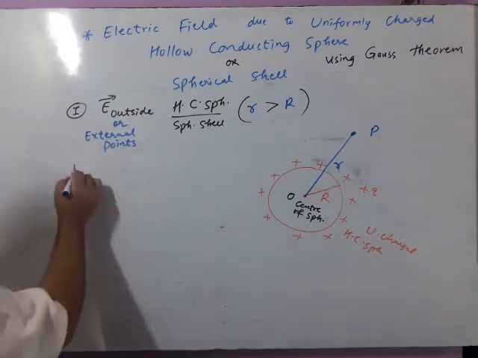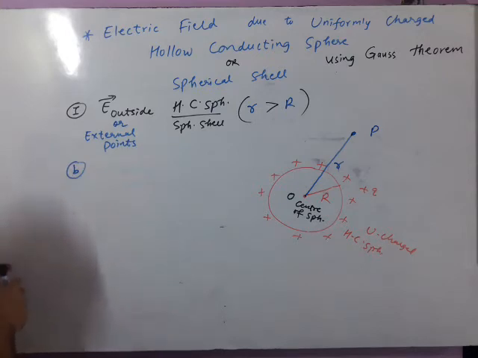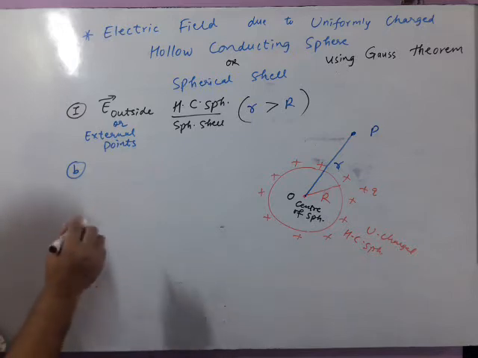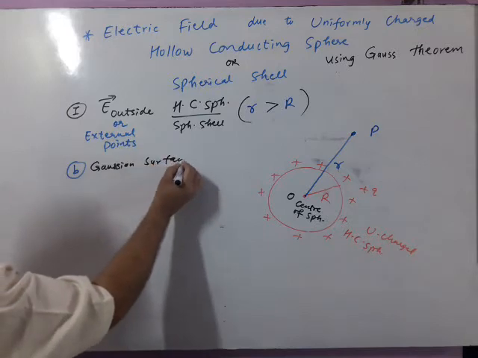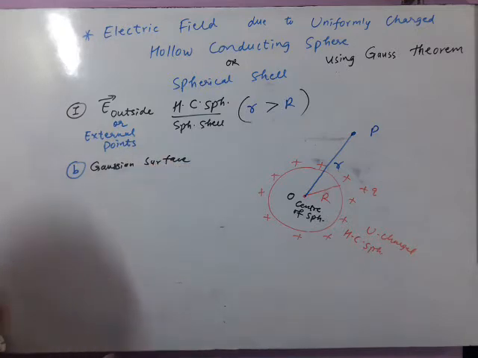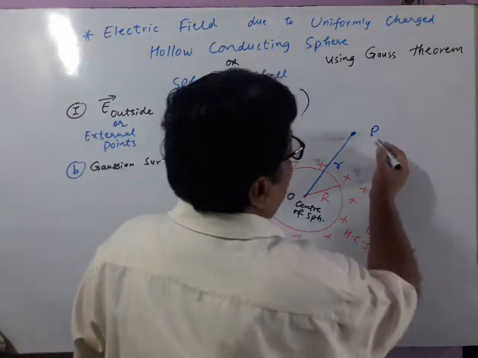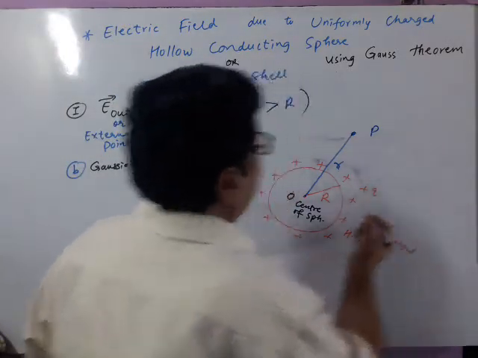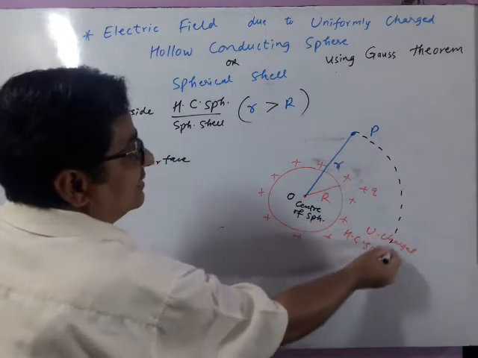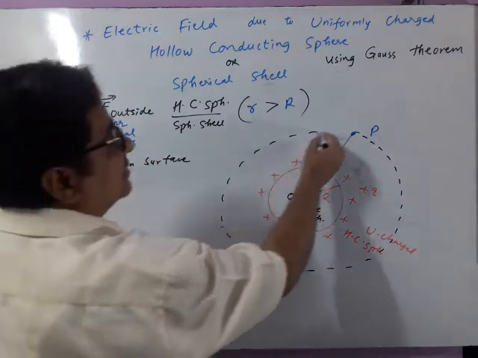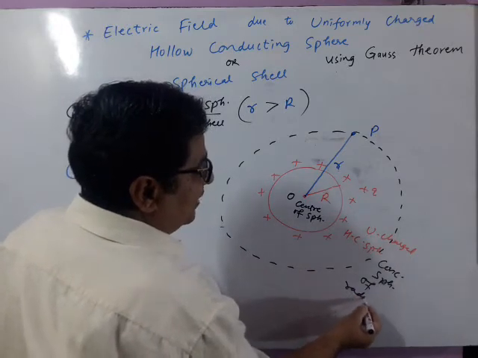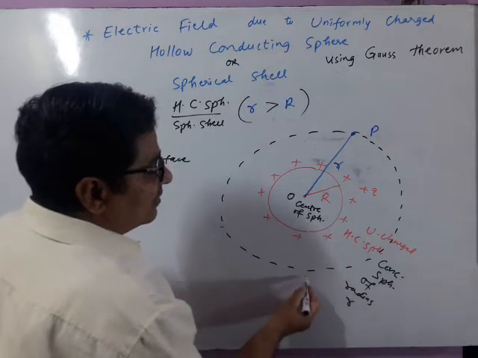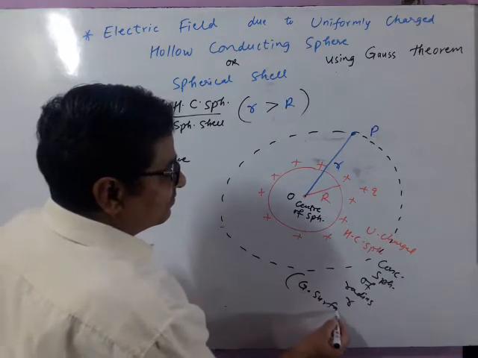Now it is step B. We are applying Gauss theorem for finding this. So we will have to consider a Gaussian surface. The Gaussian surface is a concentric sphere of radius small r. This concentric sphere of radius small r is the Gaussian surface.